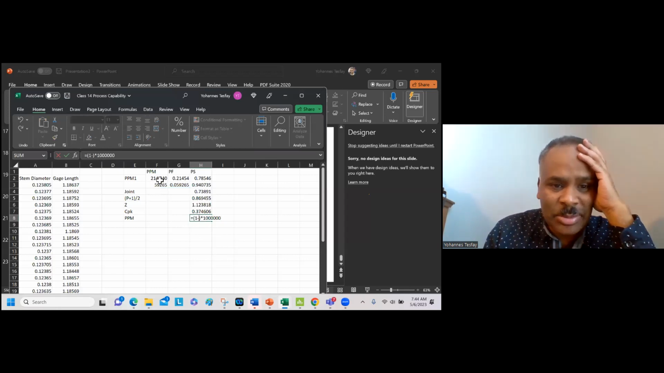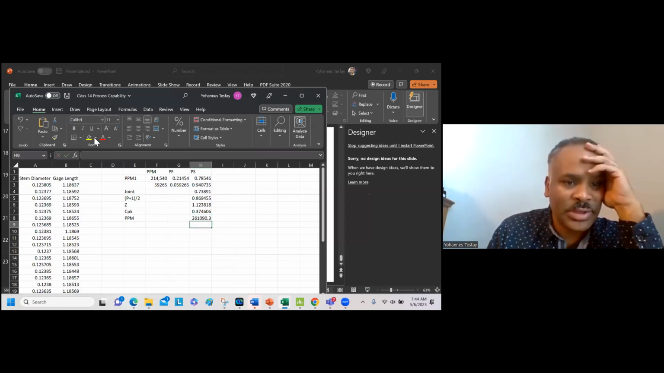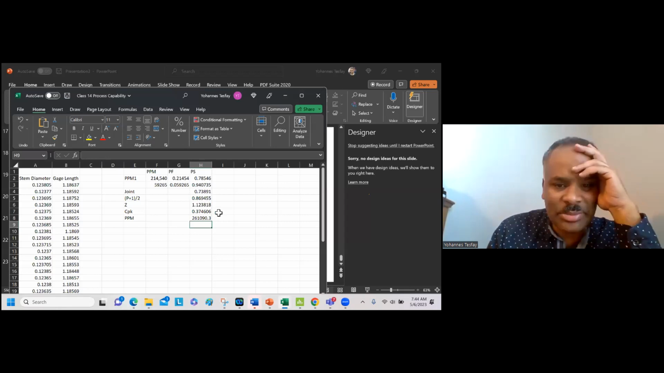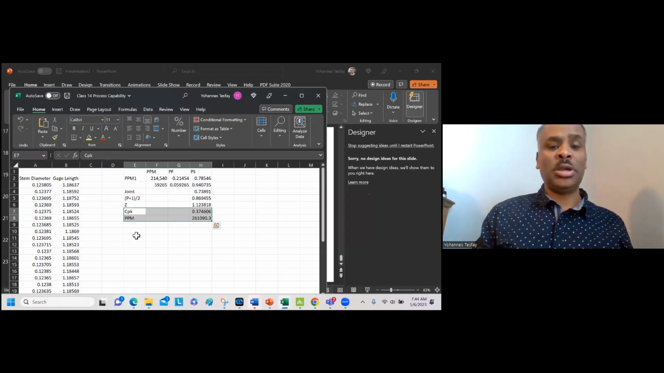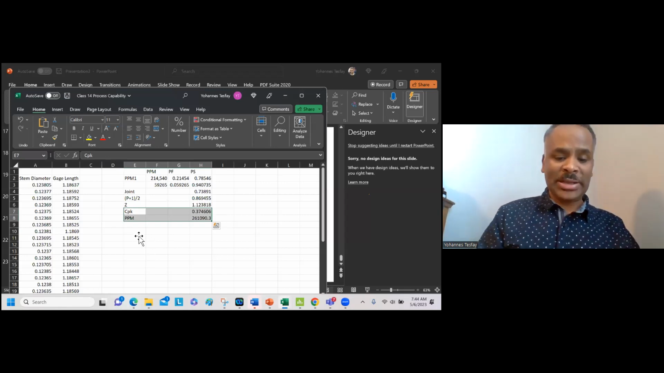261,000, but with this one it was 214,000, the maximum. Because of this it becomes 261,000. So these two metrics are the ones that we are going to use for the future decision. So this should reach 1.67 or whatever. Anyways, ppm and cpk.